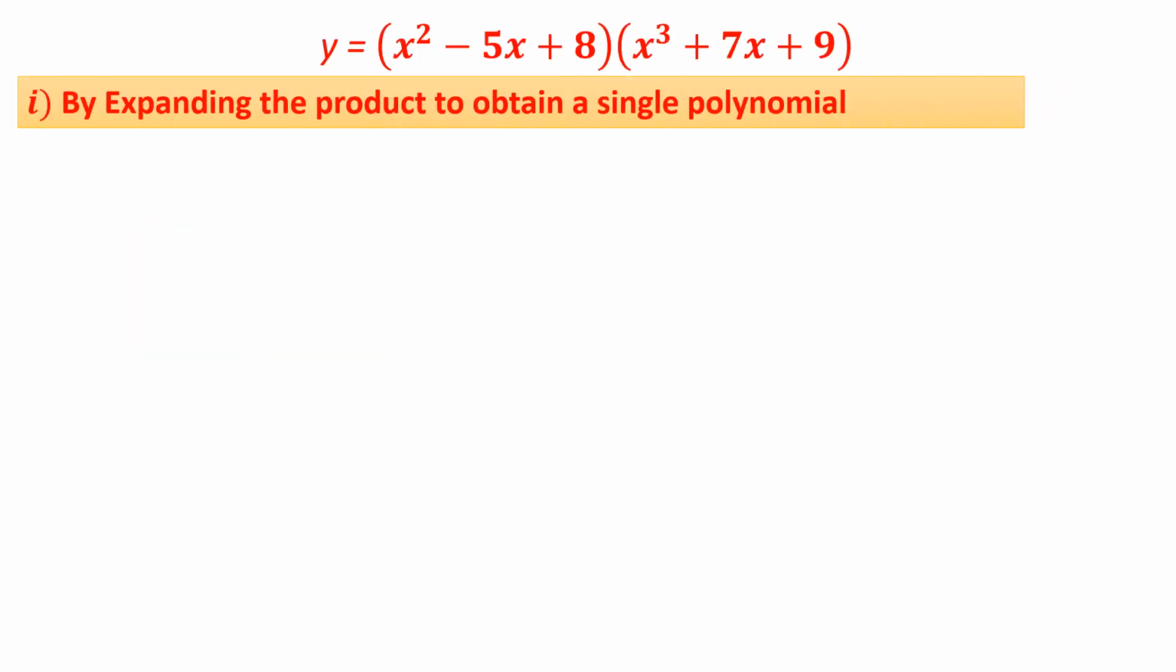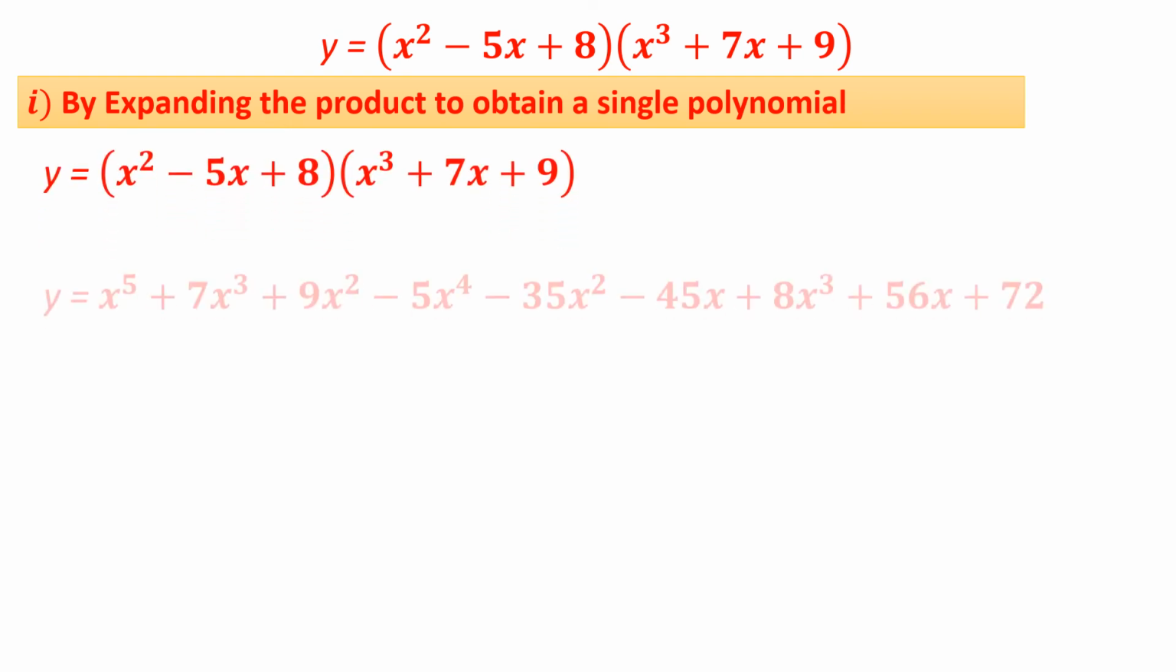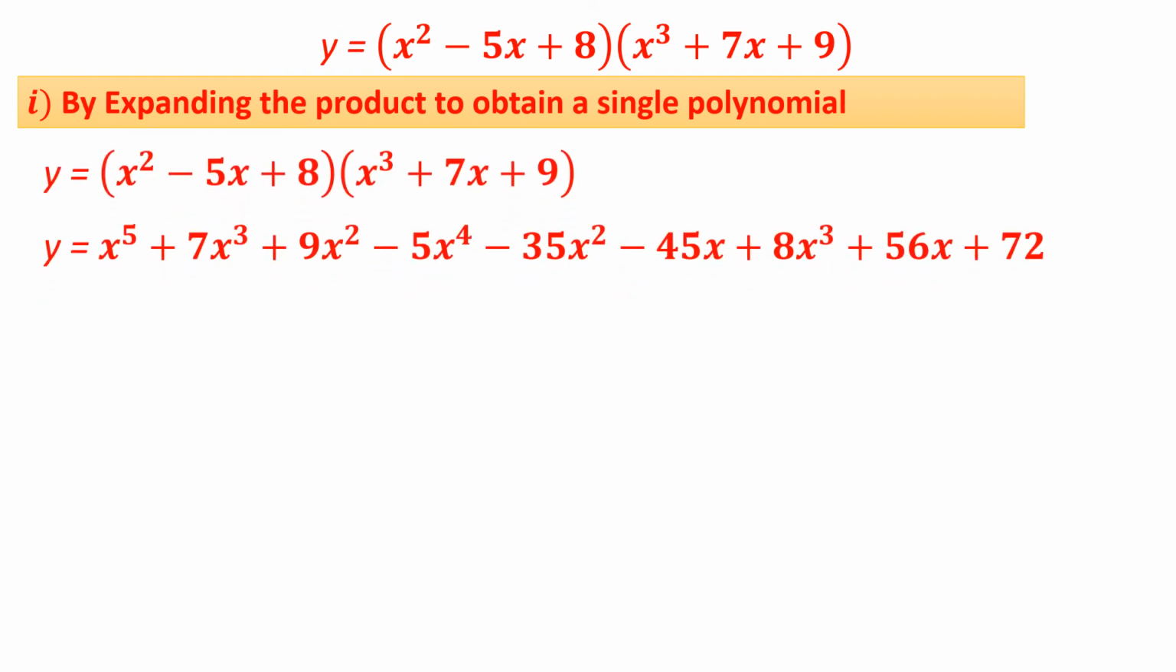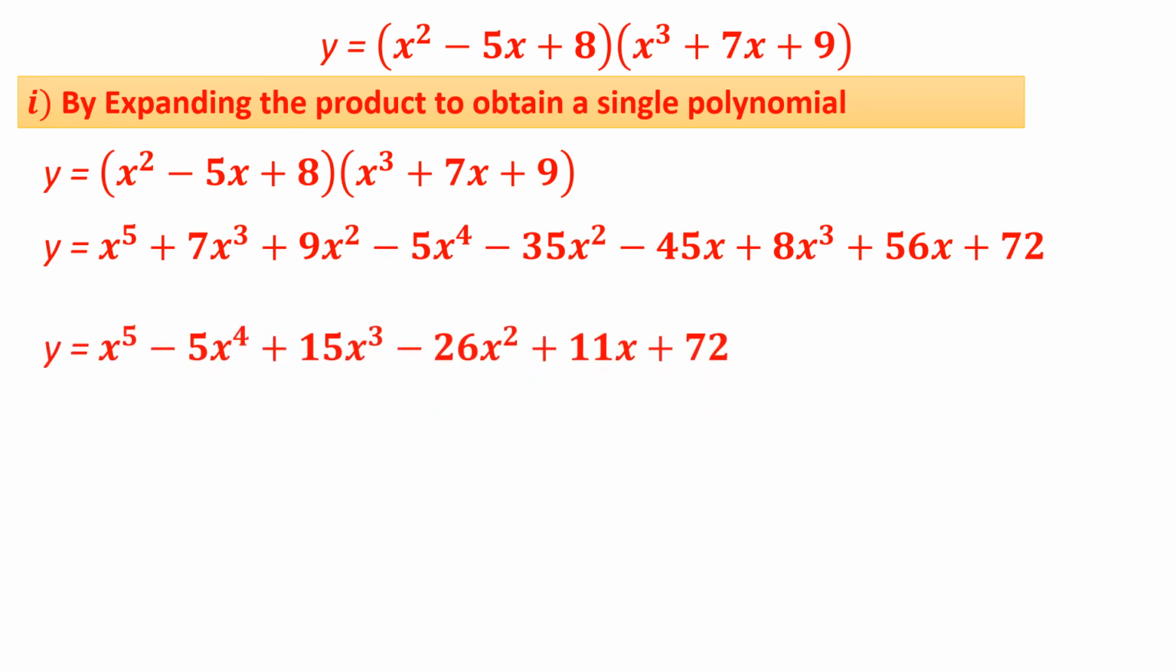The second method, we will expand it totally into a single polynomial. What do you mean by that? It should be x square into x cube, x square into 7x, x square into 9, minus 5x into x cube, minus 5x into 7x, minus 5x into 9, 8 into x cube, 8 into 7x, 8 into 9. You know it. Now collecting the terms: x power 5 term, x power 4 term, x cube term, x square term, x term and constant term.